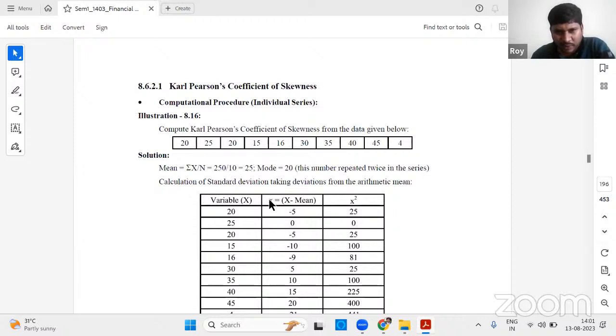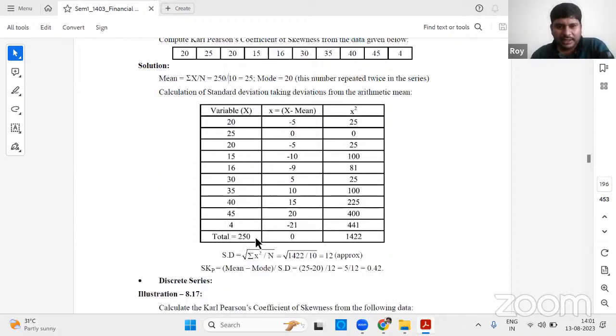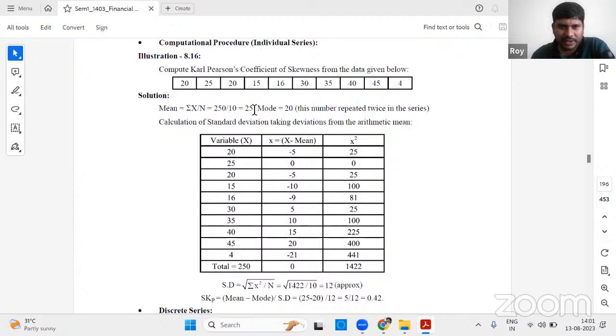Now the next one, small x. You need to calculate how each value differs from the mean, that is, x minus mean. The mean is already calculated. The total of x minus mean is 250, and 250 divided by n, which is 10, gives 25. Like this you will get the deviations.